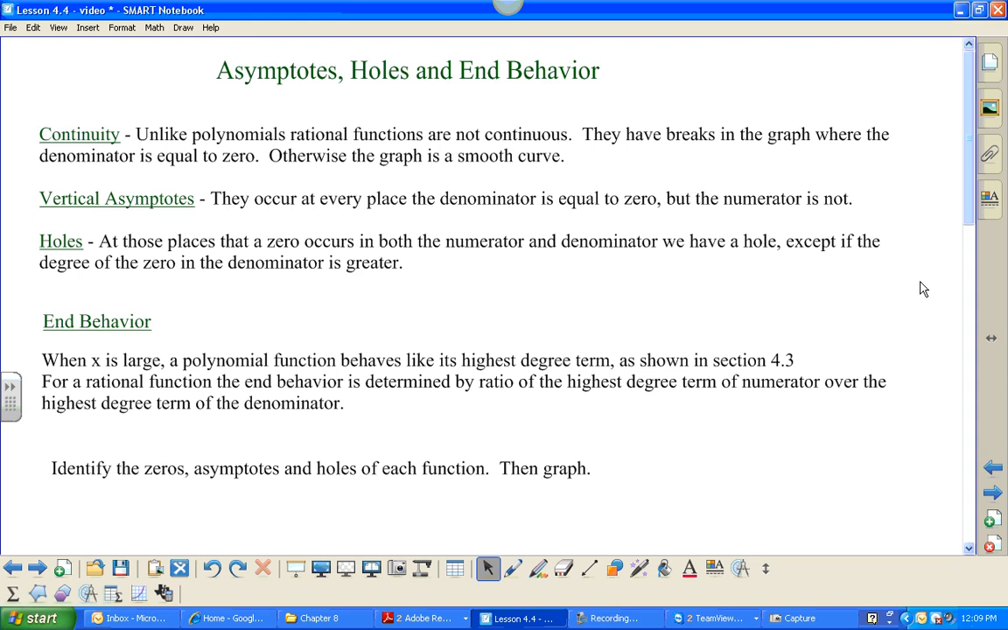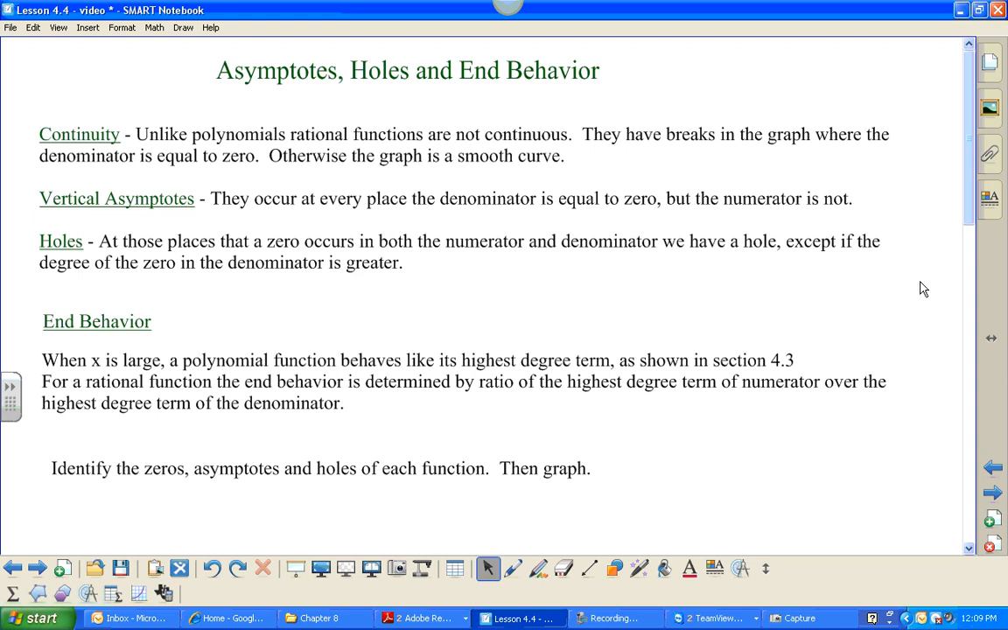Vertical asymptotes occur every place the denominator is equal to 0, but the numerator is not equal to 0. If both the denominator and numerator are equal to 0, then there could be a hole in the graph at that x value, except if the degree of the denominator is greater than the degree of the numerator. If that's true, then it's just a vertical asymptote.